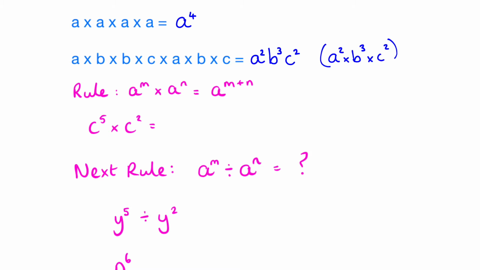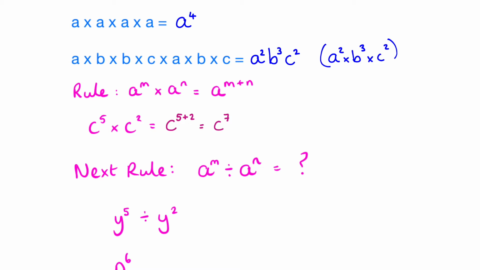So the way that that works in reality is if we've got C to the power 5 times C squared, then that is C, and we're going to add the powers. So we've got 5 add 2, which is C to the power 7. We don't need to put this bit in here. It's quite okay to go straight to the answer.